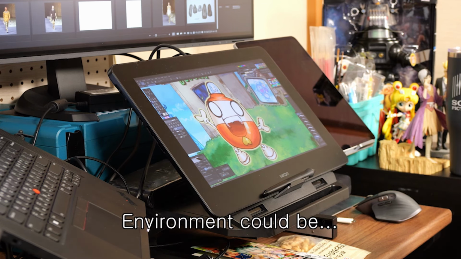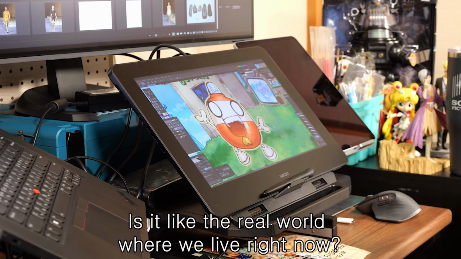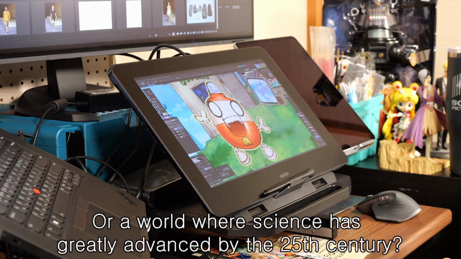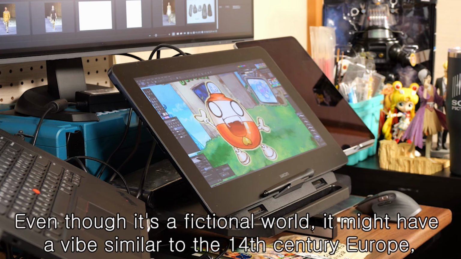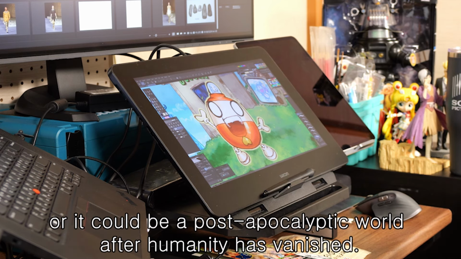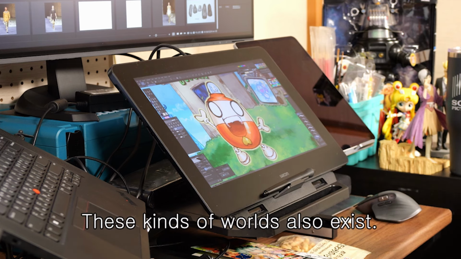The environment could be, is it like the real world where we live right now? Or a world where science has greatly advanced by the 25th century? Or a fantasy world reminiscent of 14th century Europe? Even though it's a fictional world, it might have a vibe similar to the 14th century Europe. Or it could be a post-apocalyptic world after humanity has vanished. These kinds of worlds also exist.